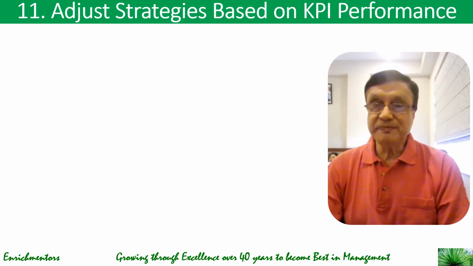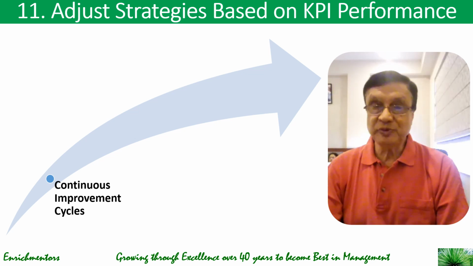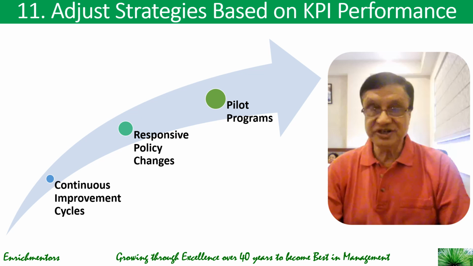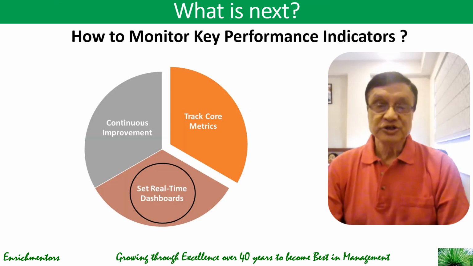Lastly, adjust strategies based on KPI performance. Use KPI data to identify and implement process improvements continuously. For instance, if the denial rate is higher, consider refining the pre-authorization and eligibility verification process. Then make responsive policy changes. If the AR days still remain high, assess policies around follow-ups, patient billing, and payment plans to improve collection frequency. And test new initiatives, pilot programs such as automated denial management, and monitor the impact on KPIs before a full rollout. So, what do we do next?